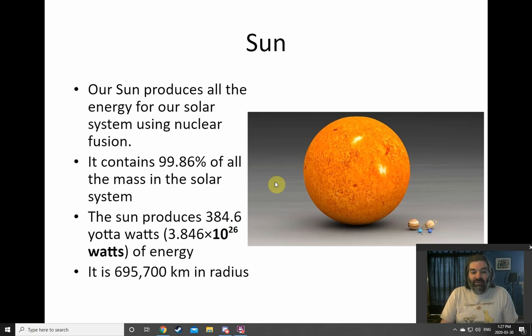And it's 695,700 kilometers in radius. So if you want to take perspective, this is actual size. If this is the sun, that's Jupiter. Earth is right there. That's Earth. You could literally put 1,000 Earths end to end across the width of the sun. Or to give you another idea, if the Earth was there, the moon would be about there.